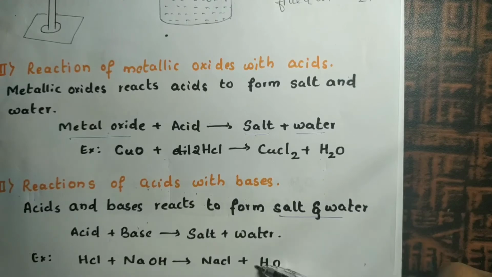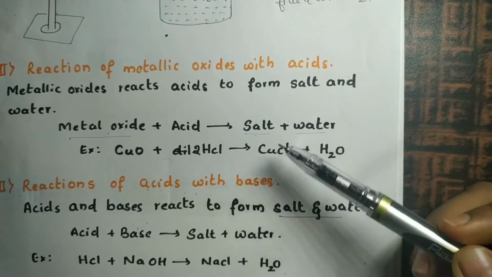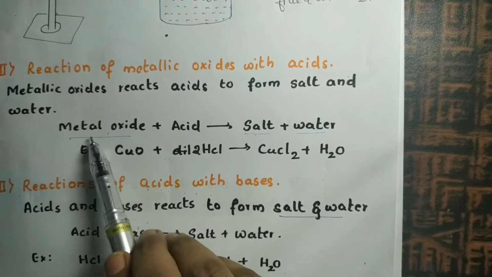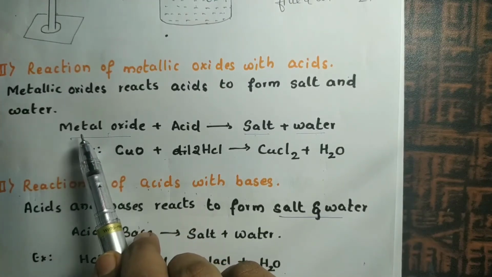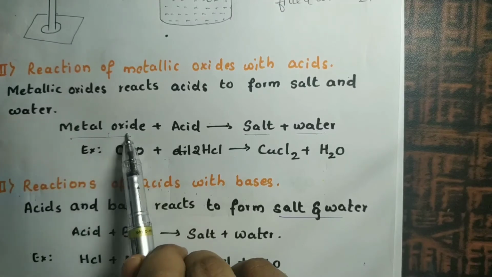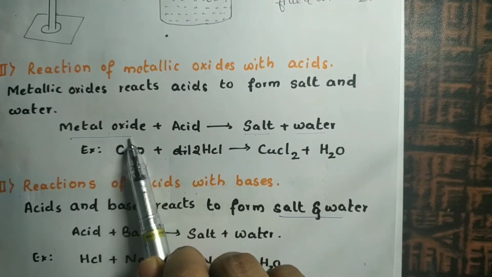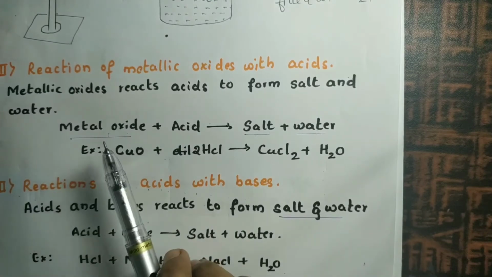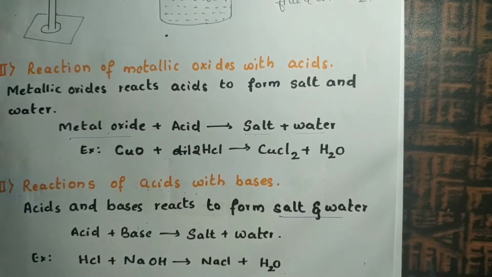We can see that both the reactions are similar in which they give salt and water. So what we can see, bases, and here also metal oxide. So we can conclude that metal oxides are basic in nature. That's why they are able to form a neutral substance, that is salt and water. So metal oxides are basic in nature.